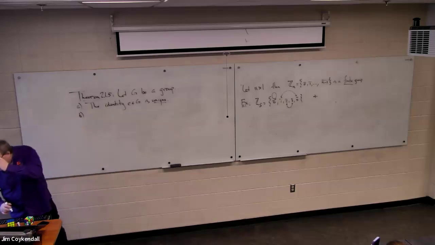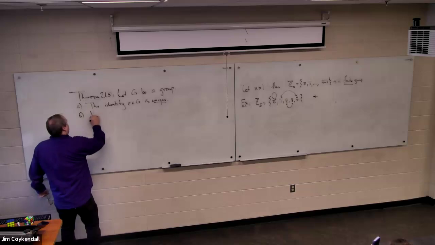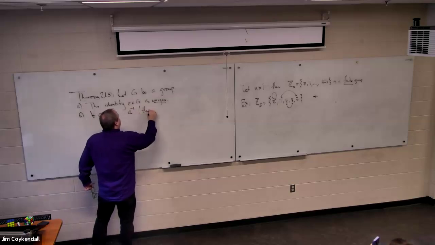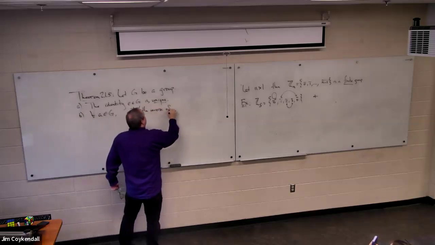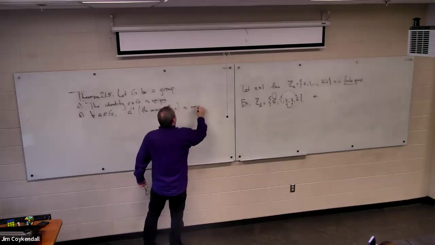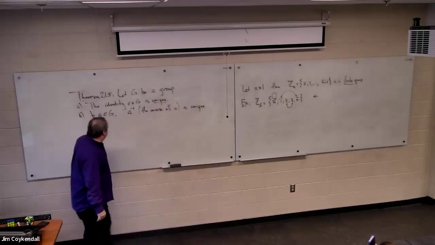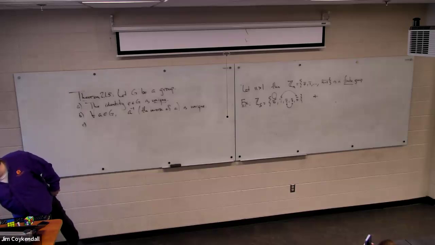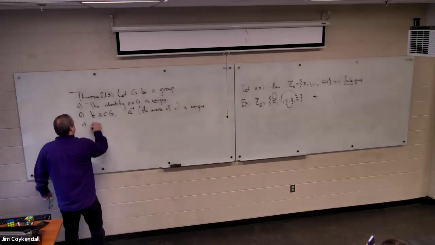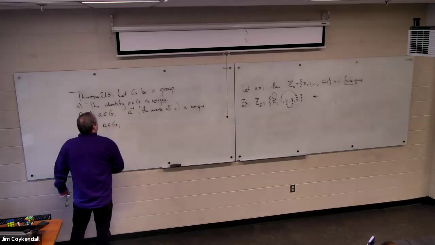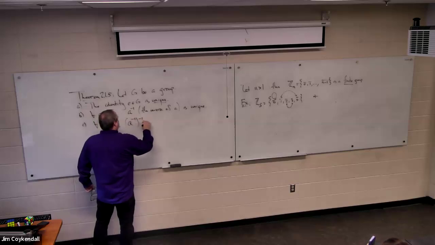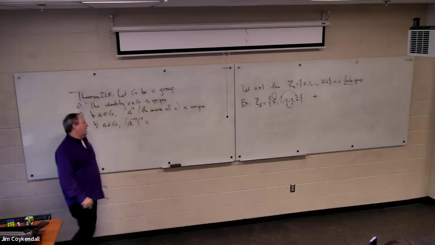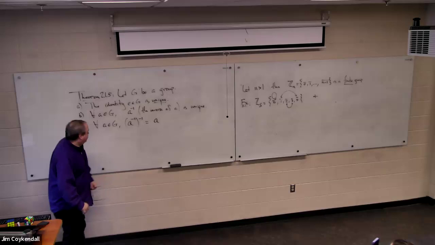B. For all A in G, A inverse is unique. So again, this is another one in the definition of groups. We demanded that every element have an inverse, but if it's a group, you can only have one of them. For all A in G, anybody want to guess what that is? That's right. Good heavens, I hope that's the case.